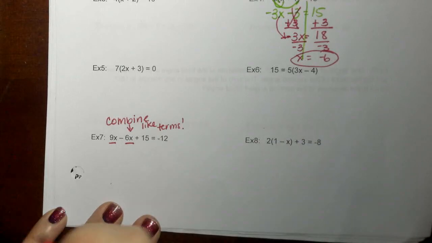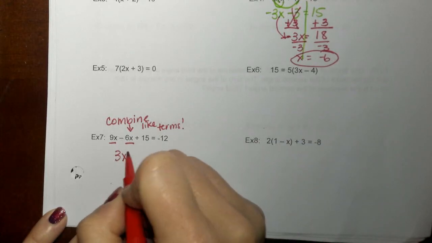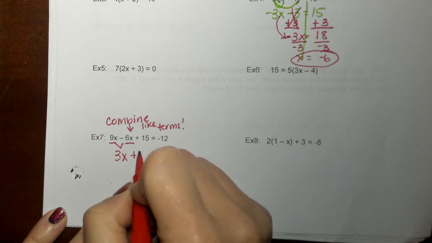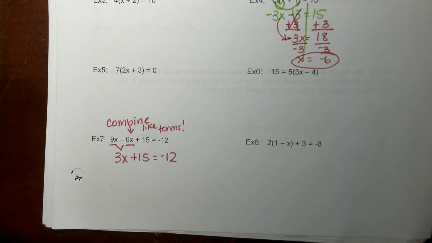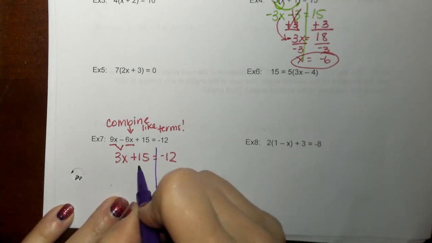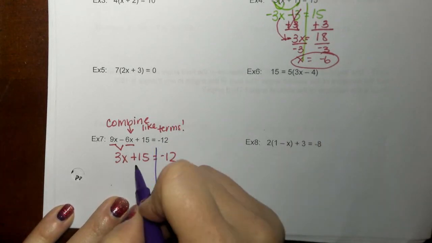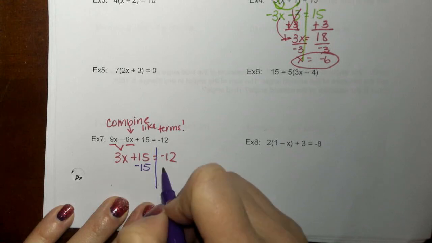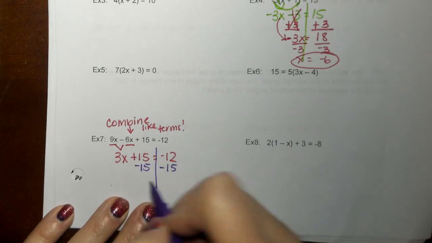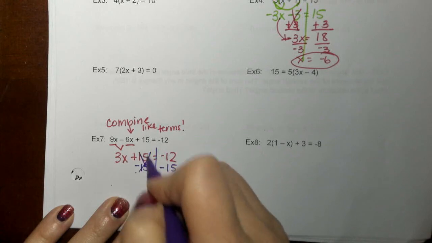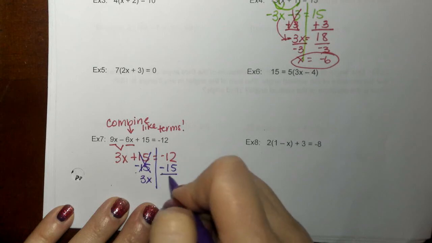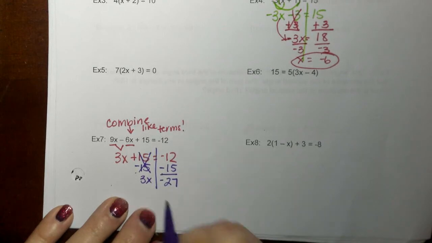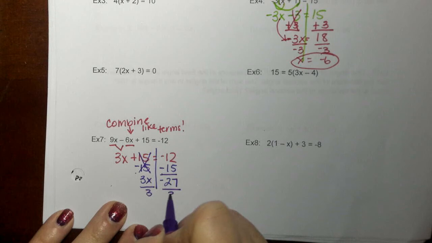Okay. 9x minus 6x will leave us with a 3x. Okay. And then plus 15 equals negative 12. We're going to keep everything else the same. So now we just solve like normal. We want to zero out the 15 by subtracting 15 from both sides. And then over here, this gives us a negative 27. So when we divide that 3 off to get the x by itself, we get a negative 9.